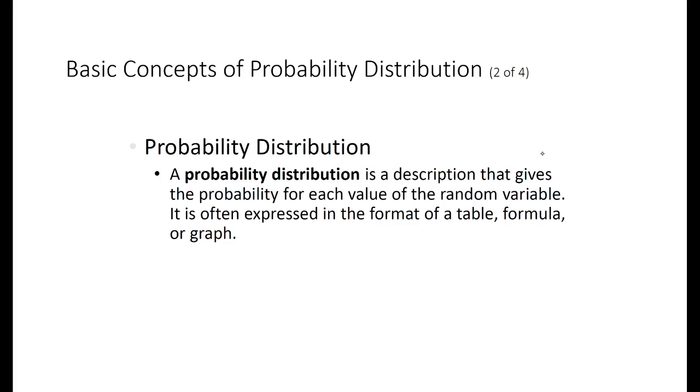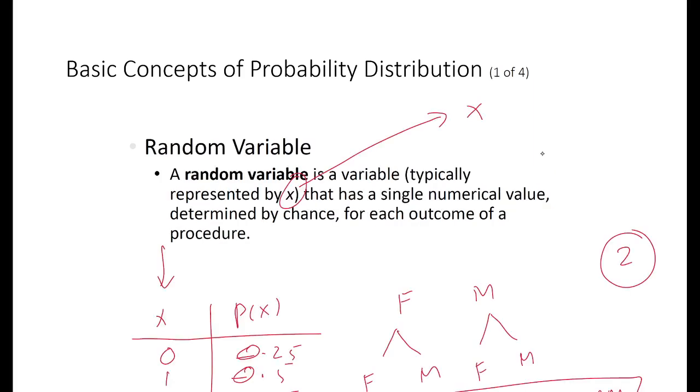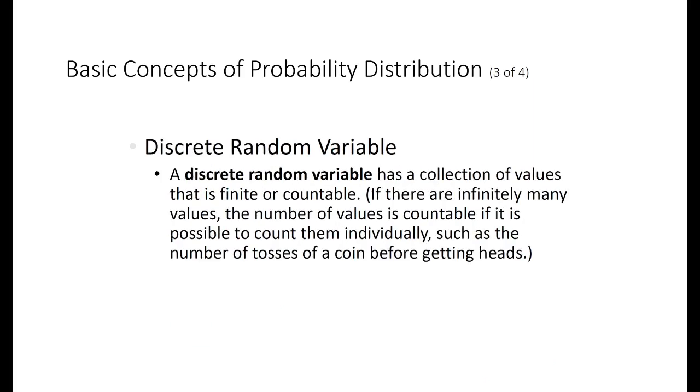A probability distribution is a description that gives the probability for each value of the random variable. It is often expressed in the format of a table, formula, or graph. In the example I was giving you here, the first column of this table represents the random variable, and the second column represents the probability for each of these different random variables. The second column gives you the distribution of probability. That's what it is called, probability distribution. How probability is distributed in all these three different situations. That's called probability distribution.